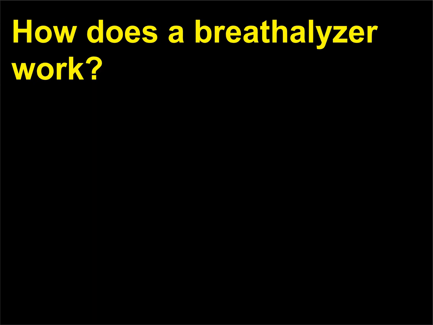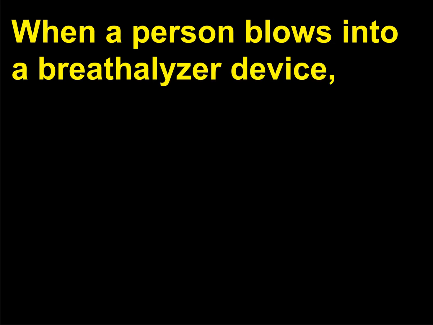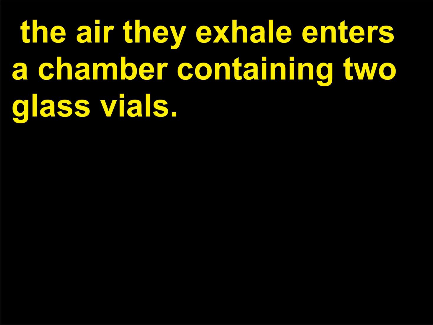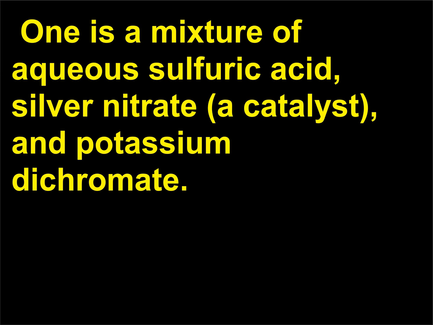How does a breathalyzer work? When a person blows into a breathalyzer device, the air they exhale enters a chamber containing two glass vials. One is a mixture of aqueous sulfuric acid, silver nitrate, a catalyst, and potassium dichromate.